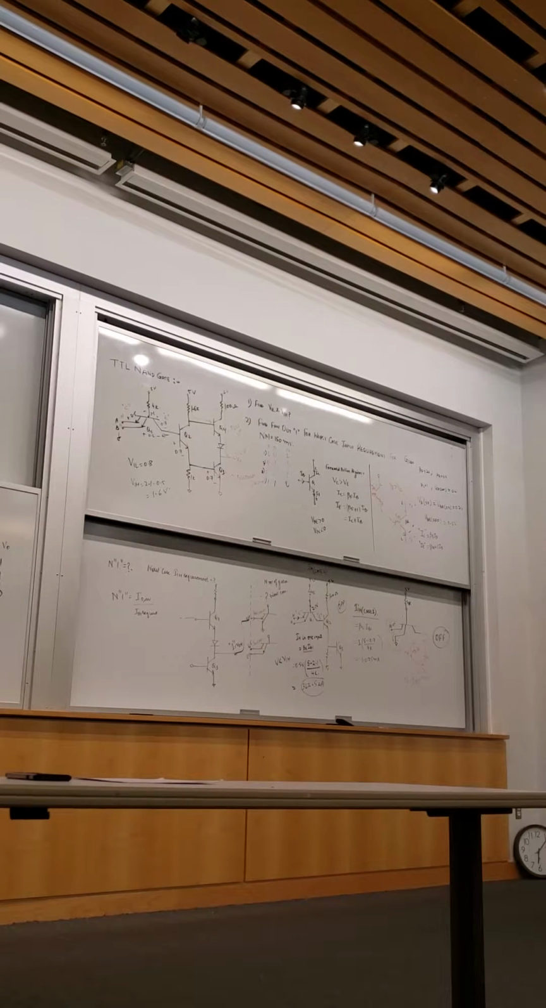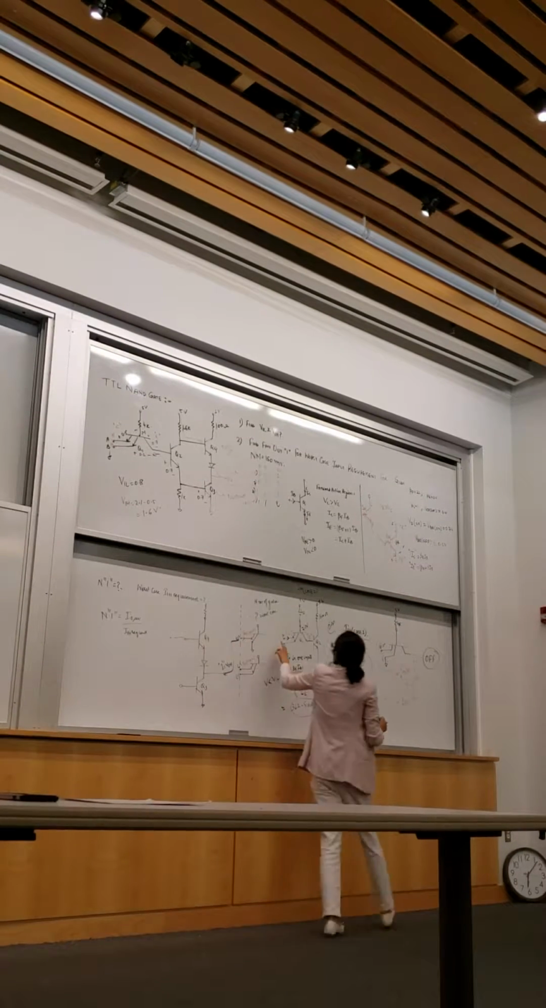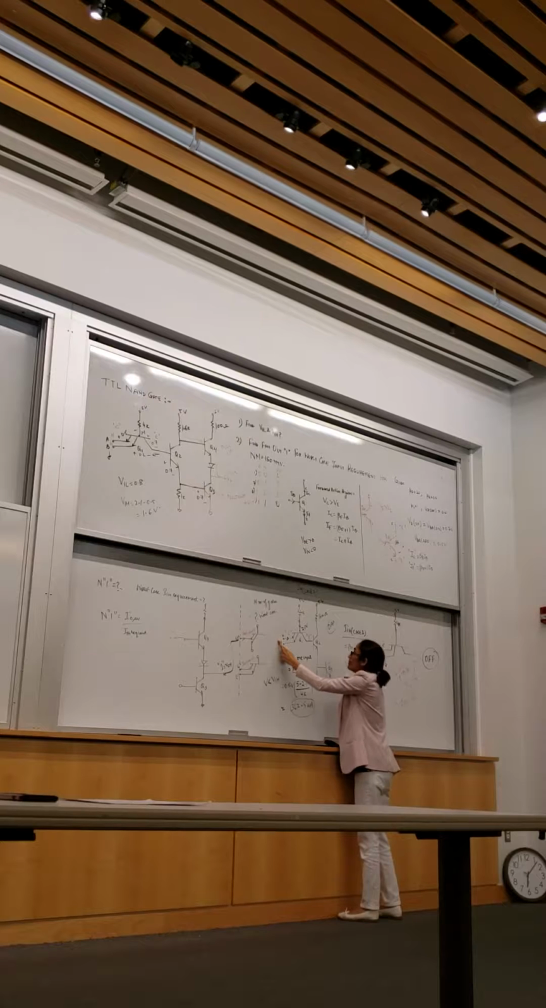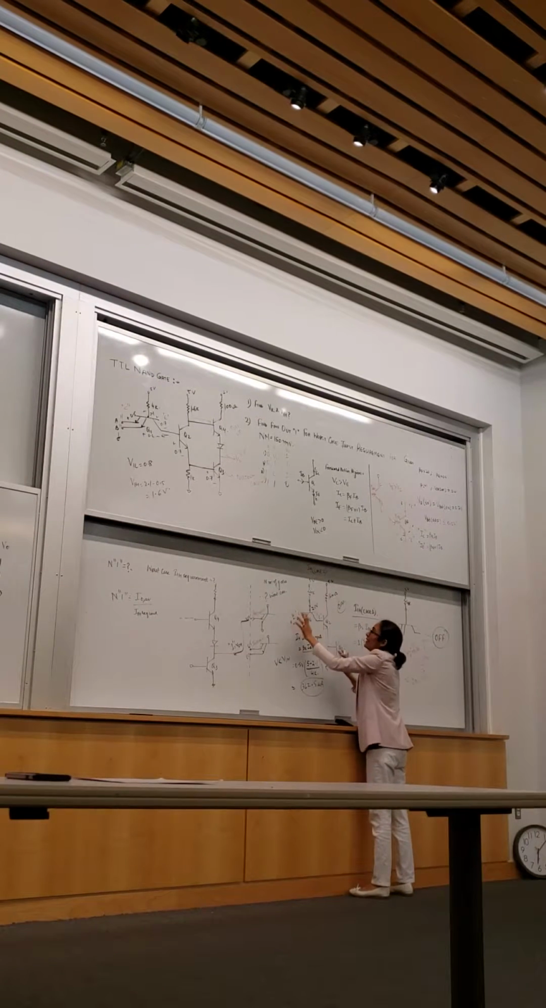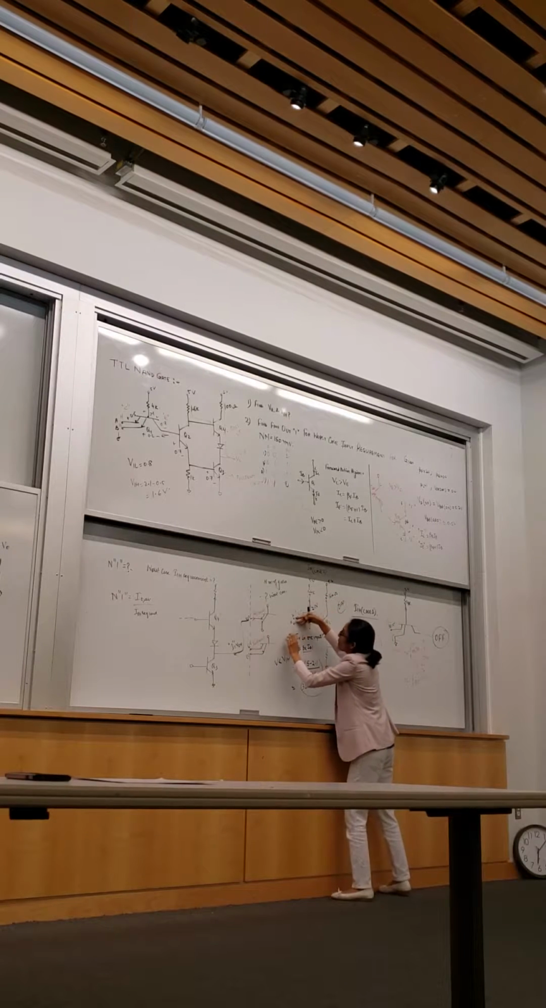This node, everything else is off here. So if I ground these two, this is off, right? If this is off, the current is flowing this way.